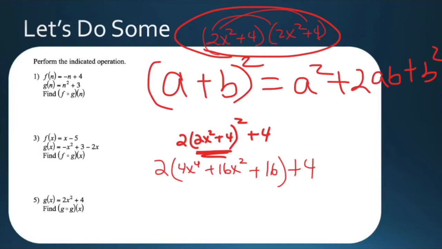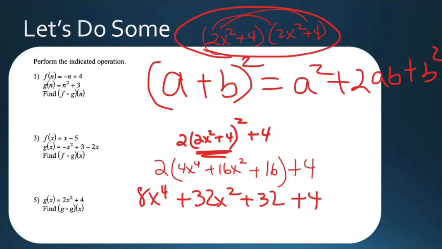No, I get it. All right, so now we're going to distribute this 2 to everything. So we're going to have 8x to the 4th plus 32x squared plus 32 plus 4. Are we going to need you to do a box method on this? No, they're not asking us to factor it. They're just asking us to multiply it all out. So we're done?